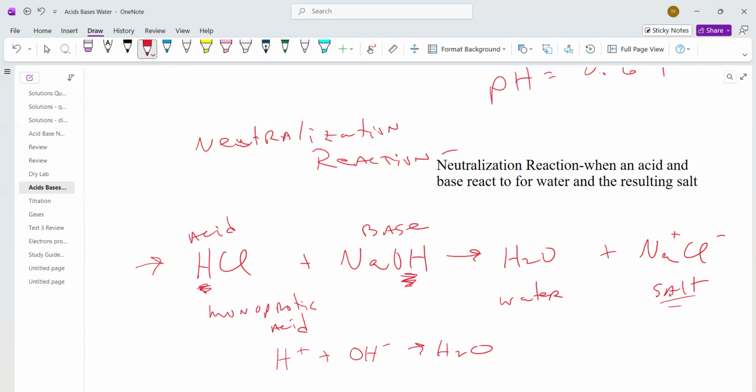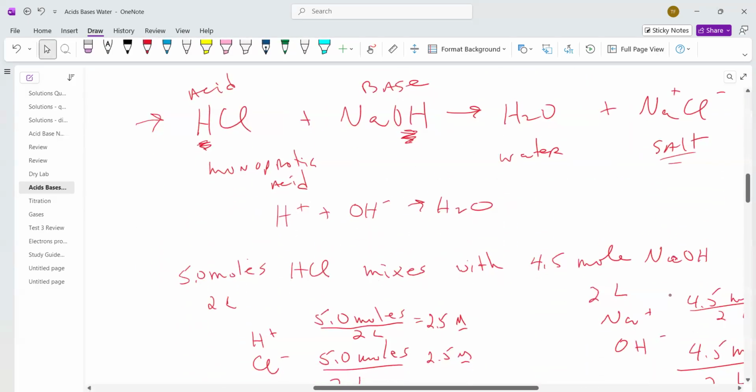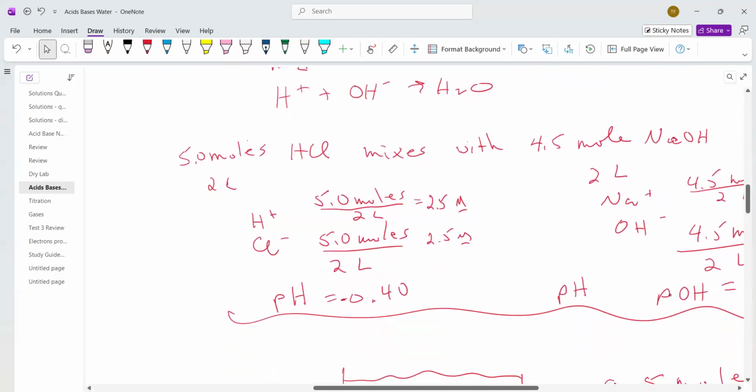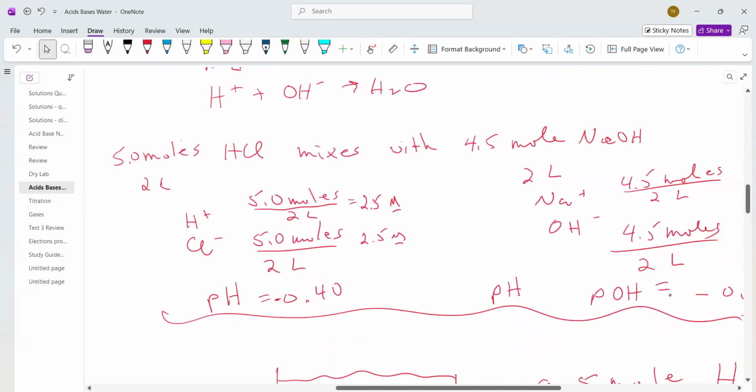The reason they give off lots of heat is that the potential energy in the acid and the base is converted to kinetic energy. And kinetic energy in a molecule is called temperature or heat. Now, there's a lot of calculations when we are dealing with acids and bases. Let's do one.